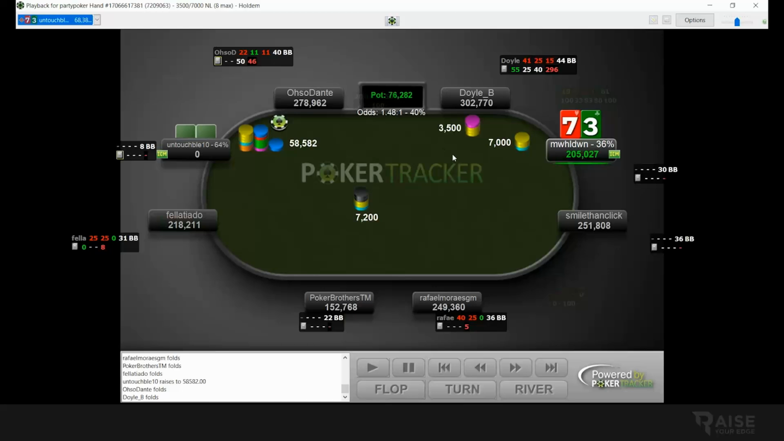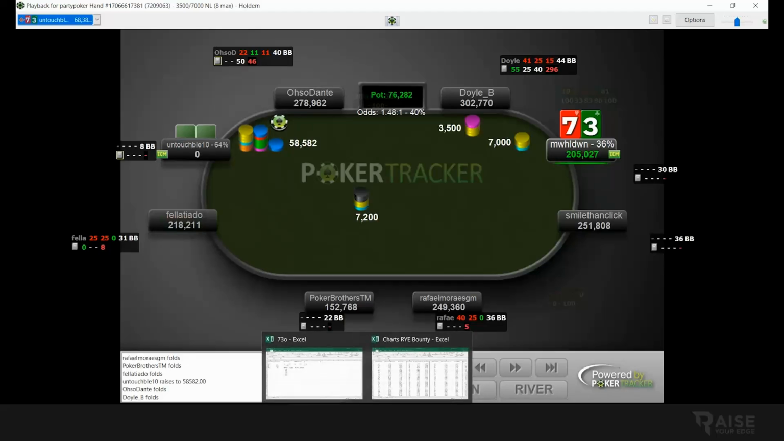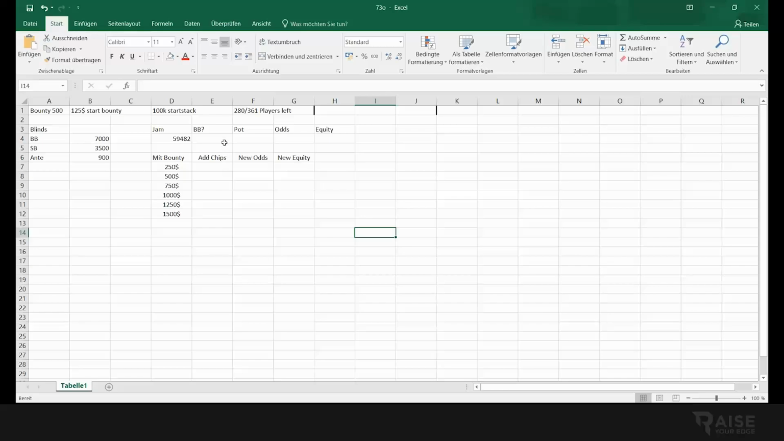Let us first start with the calculation as if this wasn't a bounty tournament. We have to assume a range which he jams, and then look at which range we can call. First of all, let's calculate the odds we are getting. The odds are 1.48 to 1, and we prepared a little Excel sheet for this certain spot. When we get 1.48 to 1, our required equity is 1 divided by (1 plus 1.48), so our required equity is 40.3%.